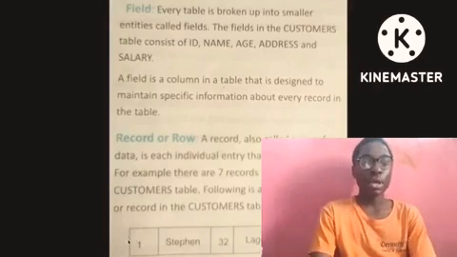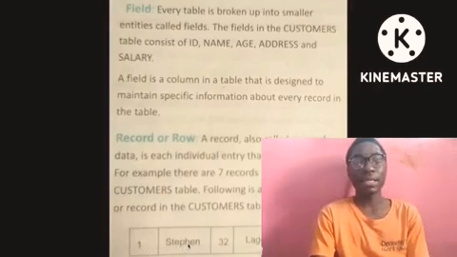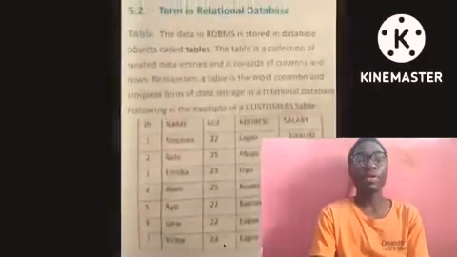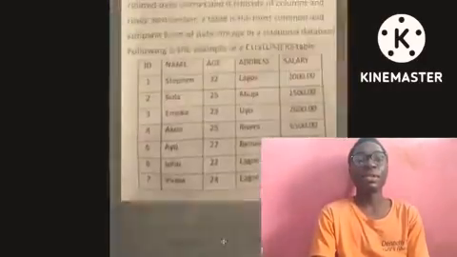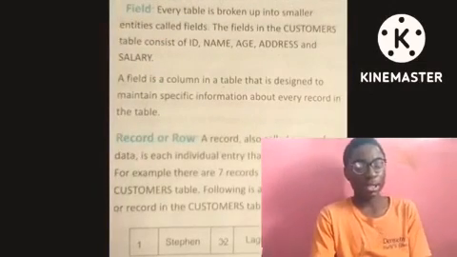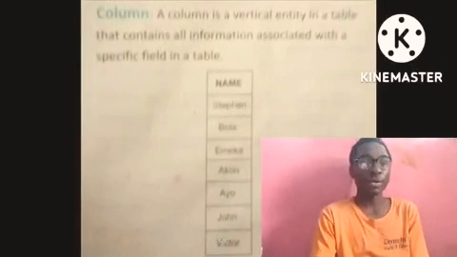Now this is a single row here. We have number one as the ID, name as Steven, and age as 32. We have the address as Lagos. Then we have the salary as 2,000. So that is basically a row. And then apart from that, we also have the column.